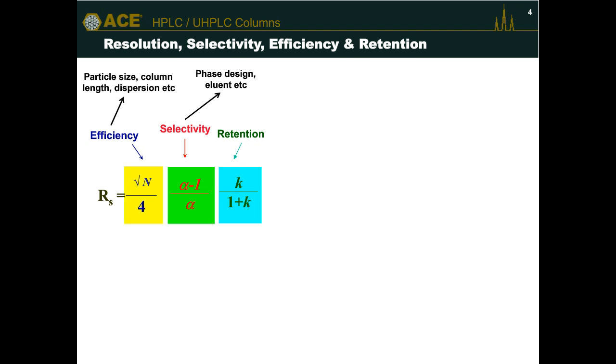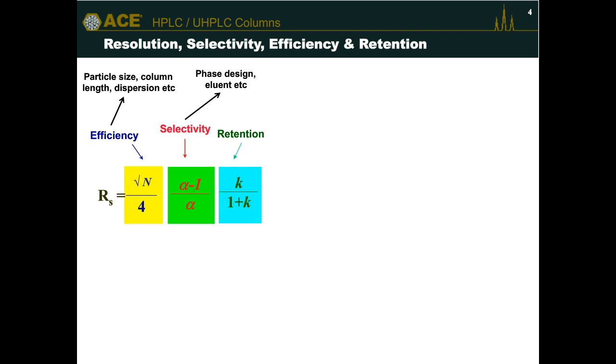Now, when we look at this equation, it's a mathematical expression. It has symbols and lines. You can see efficiency, N. We can see alpha, selectivity, and k, retention. But how do we understand how each of these different parts of the equation contribute to resolution of the analytes from each other in our chromatography? When we look at this mathematical expression, it's pretty difficult to understand which part of that equation is powerful.